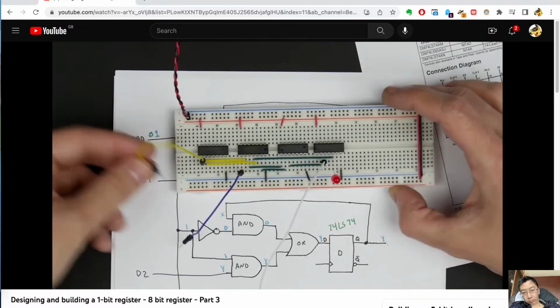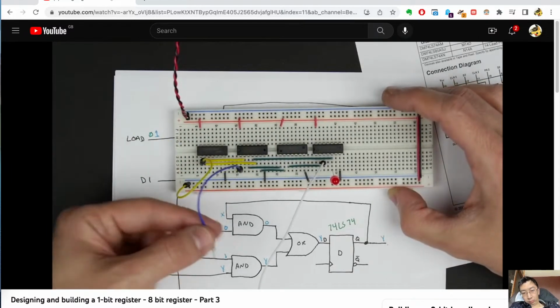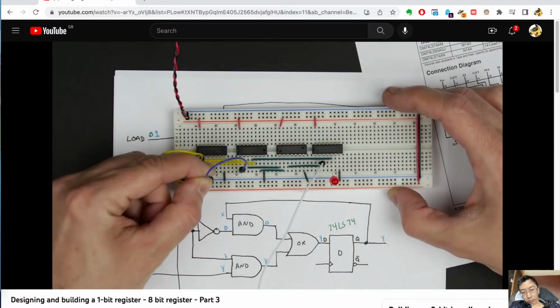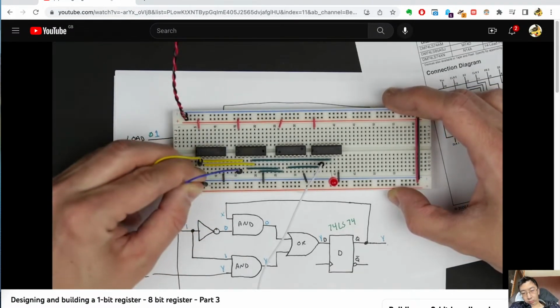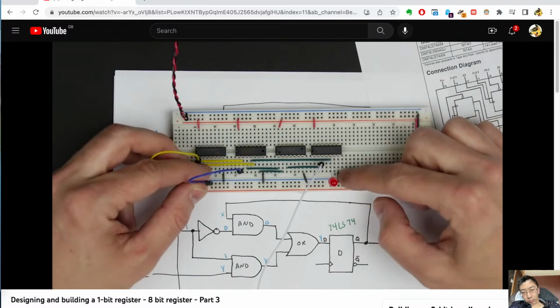So what we can do is we can set our load to low, and then our input, we can set that as a low or high. Let's set it to high. So we can see that right now, the bus can be low, high. It doesn't really matter. The state of our register doesn't change.